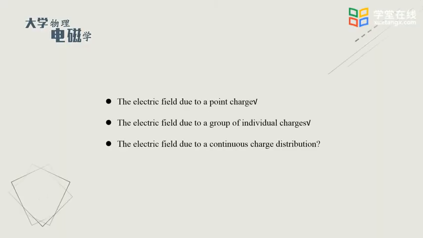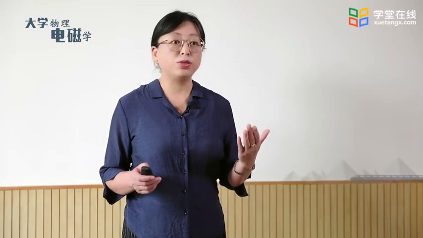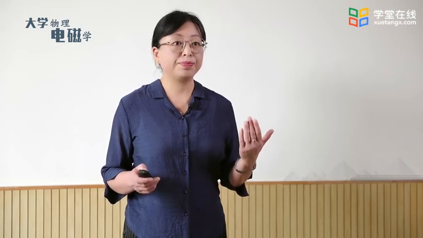Let's continue to discuss how to calculate the electric field created by a continuous charge distribution. Any idea? We know how to evaluate the electric field due to a point charge and a group of individual charges, as discussed in the last lecture. Then how do we relate the continuous charge distribution to point charges? Do you remember what we discussed earlier?